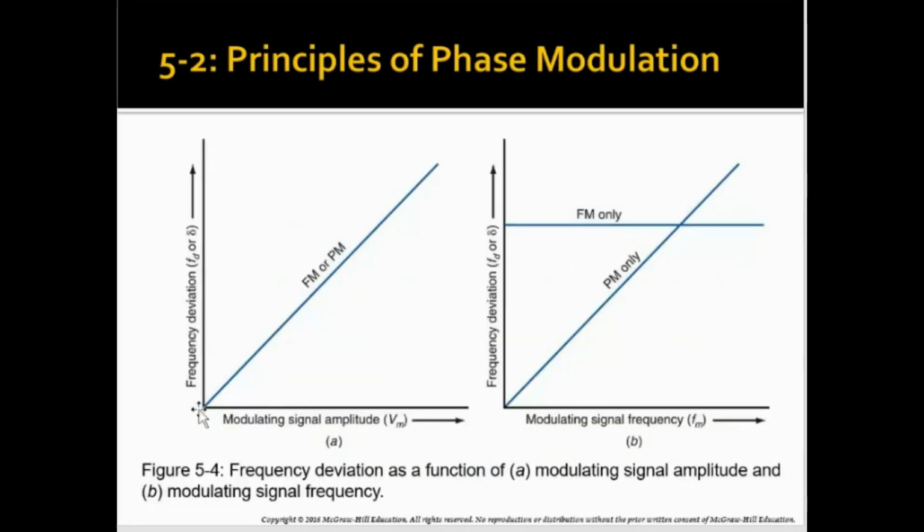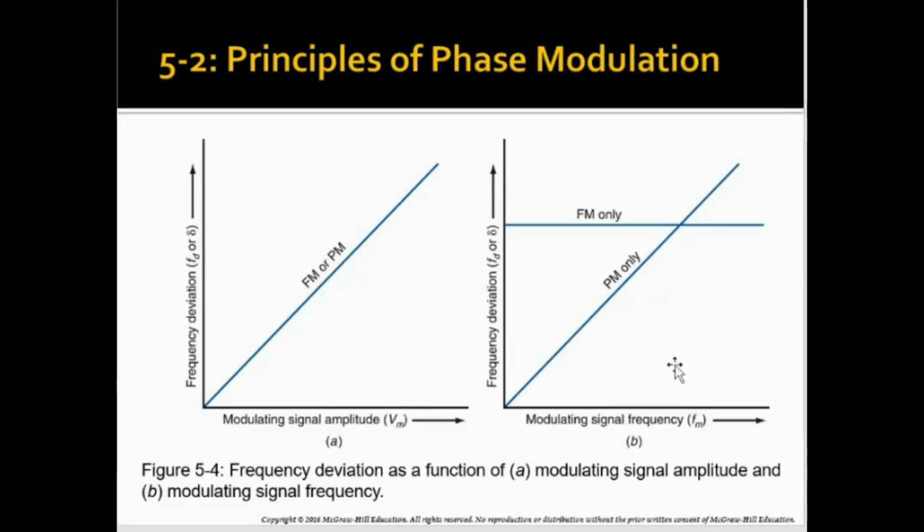So in graph A, the x-axis shows modulating signal amplitude, and the y-axis is frequency deviation, which is FD. When the signal amplitude increases, frequency deviation also increases. This is the same for both PM and FM. It means the carrier frequency changes by the amplitude of the modulating signal.